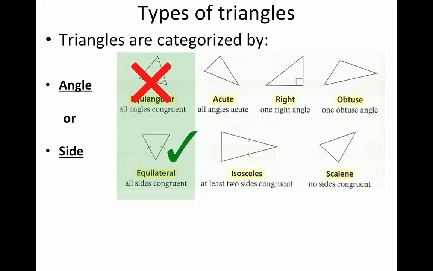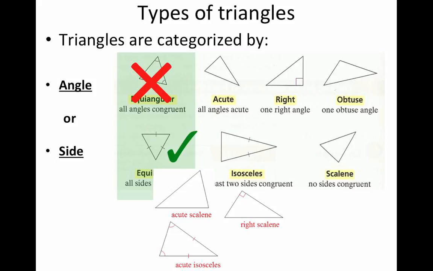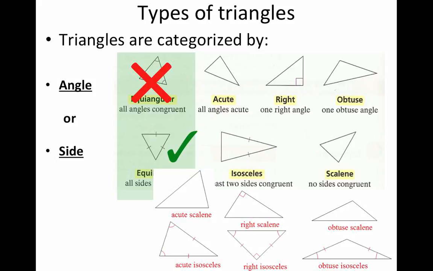Right. And finally, we can categorize triangles by both angle and side. So for example, an acute triangle could be an acute scalene or an acute isosceles. A right triangle could be a right scalene or a right isosceles. And an obtuse triangle could be an obtuse scalene or an obtuse isosceles. But there's only one kind of equilateral. An equilateral is an equilateral, that's it.